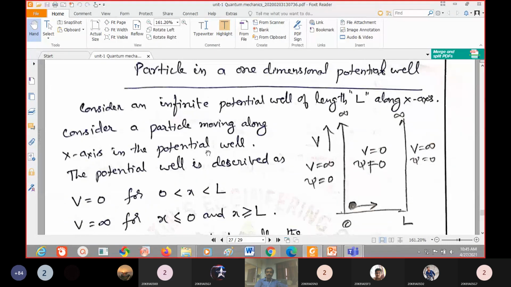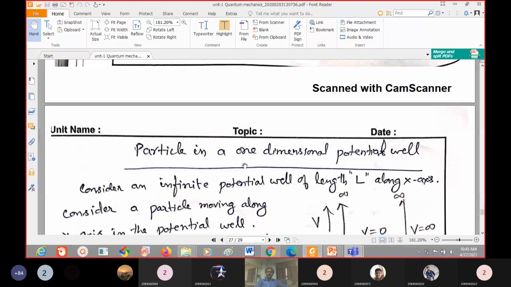I will briefly discuss this: a particle in a one dimensional box. The particle in a one dimensional box is an application of the Schrödinger wave equation. So by using the Schrödinger wave equation, what will we solve?